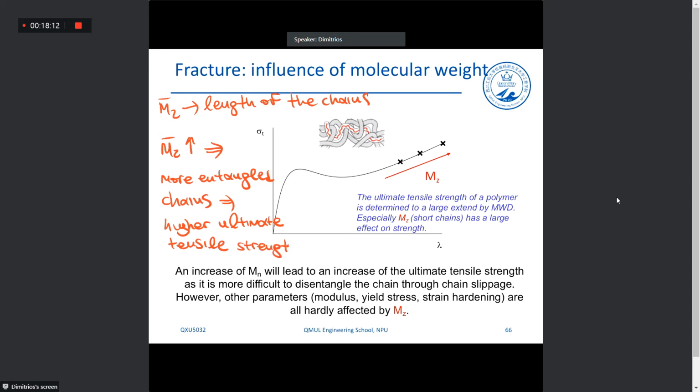We also spoke in the past about the effect of MZ onto the mechanical properties as a function of temperature. You remember that in this modulus versus temperature graph, disentanglement takes place in this rubbery plateau. Okay, so the higher the MZ, the longer the plateau, the rubbery plateau.